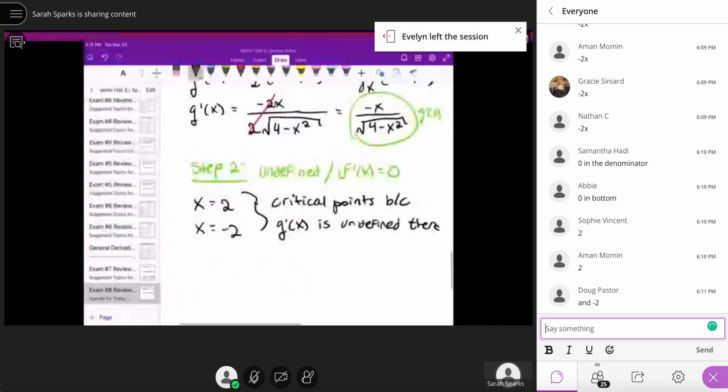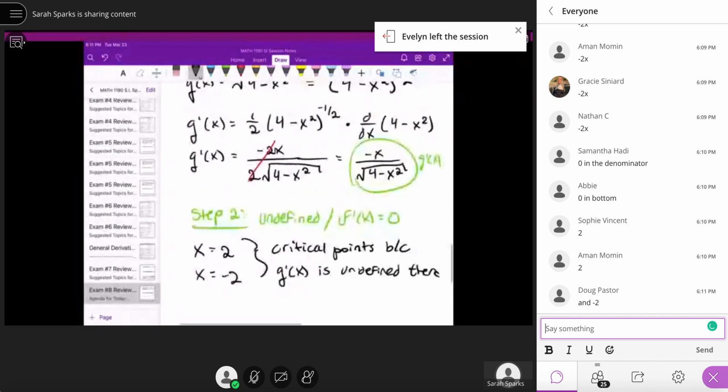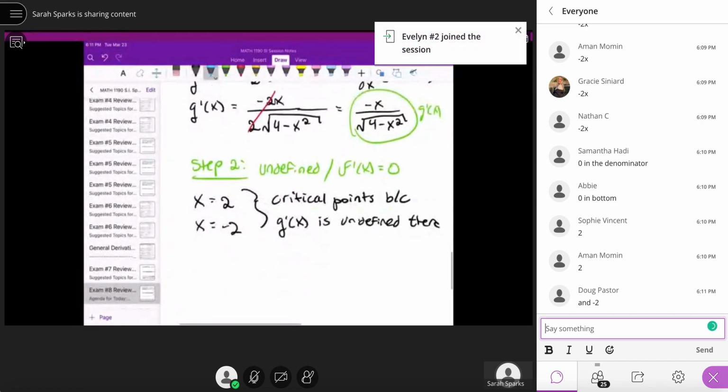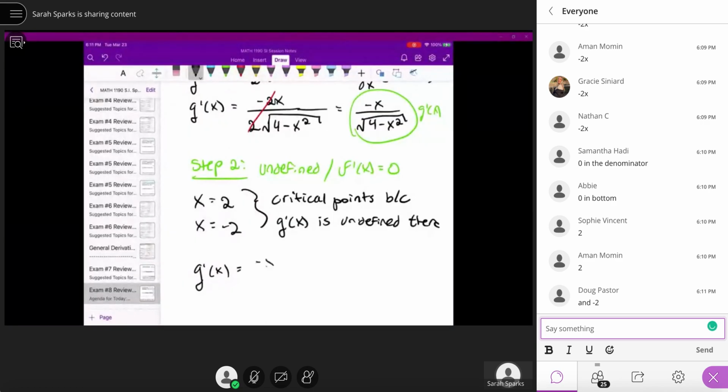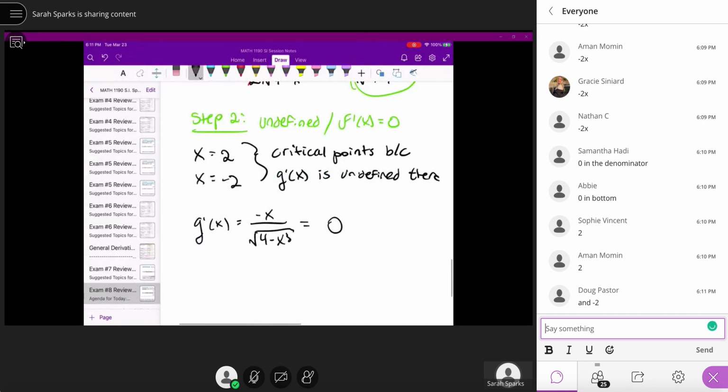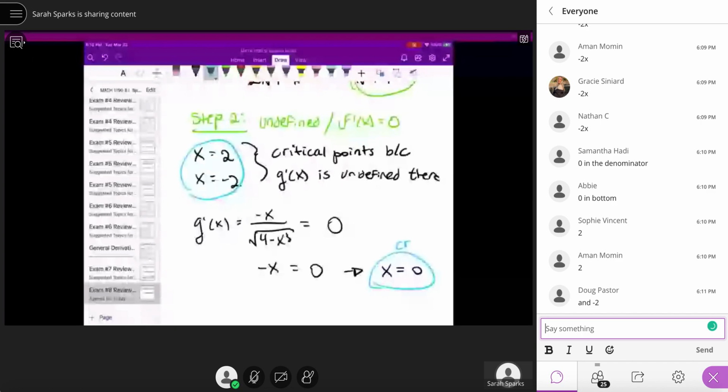But we still have to do one more step. We have to find where g prime of x is equal to 0. So we're going to set g prime of x equal to 0. g prime of x equals -x over root 4 minus x squared equals 0. We can multiply both sides by that denominator to get rid of it. So we get -x equals 0. Simple enough, right? And then if we multiply both sides by -1, we get x equals 0. So those are all of our critical points. I'm just going to write critical.